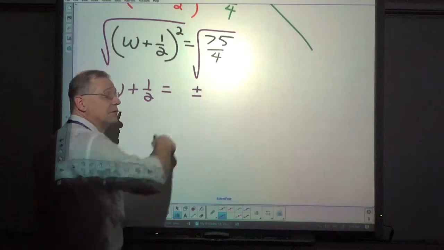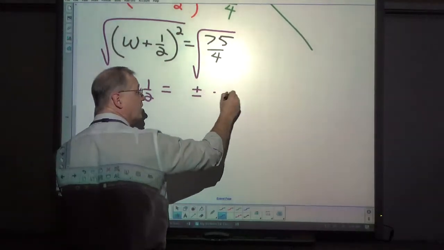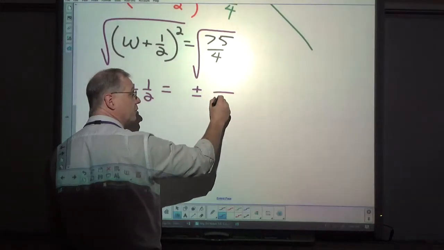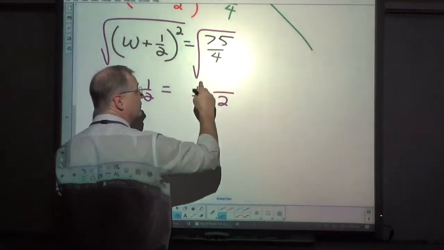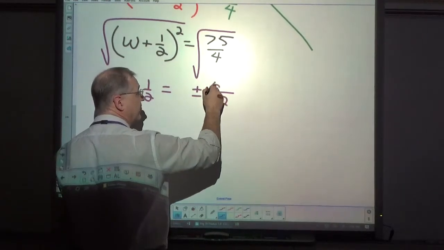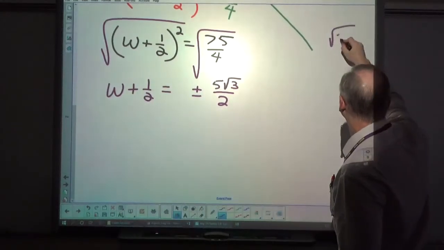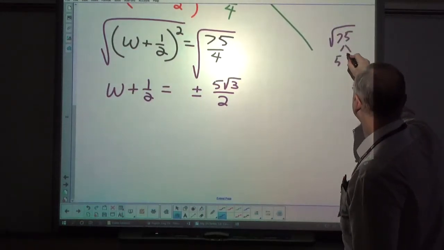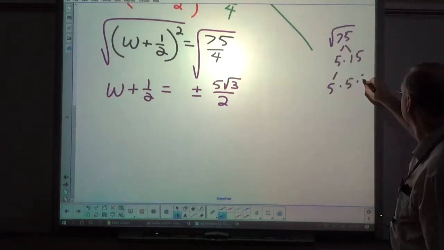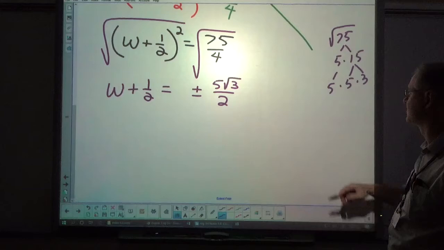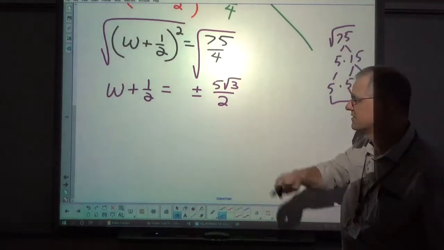And then remember when we worked with the square root of a fraction? We have to square root the top and the bottom separately. The square root of 4 is 2. That's why I didn't reduce it. And the square root of 75 is 5 square root of 3. Now, if you don't remember, 75 is 5 times 15, and 15 is 5 times 3. I have a pair of 5s, that's there, and the 3 is left inside.